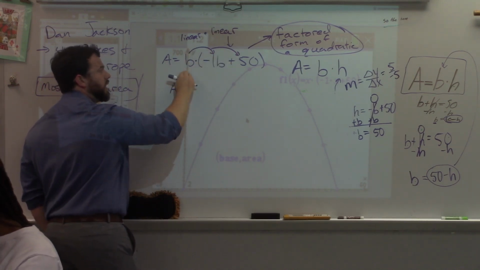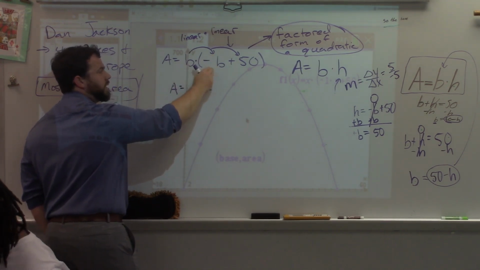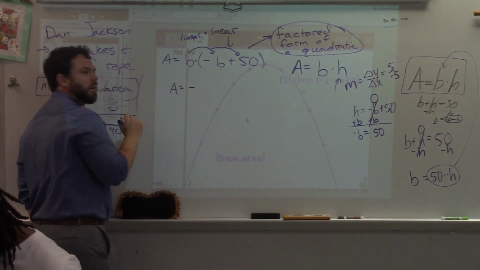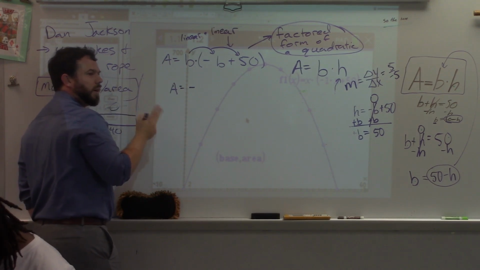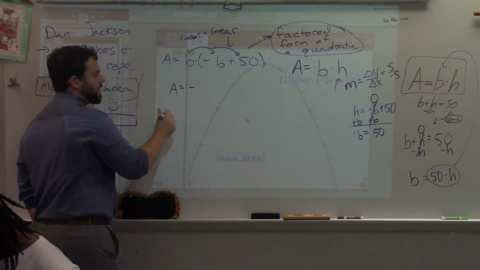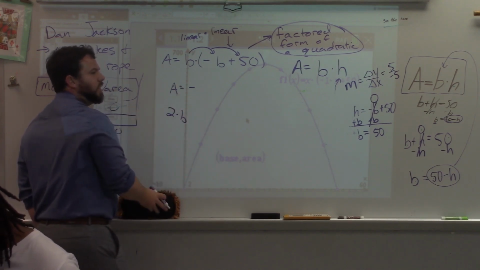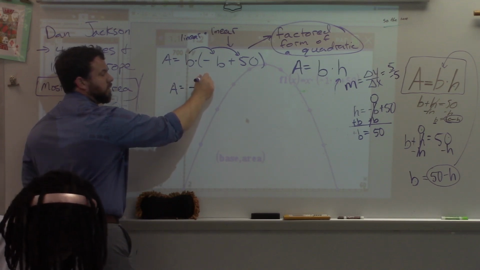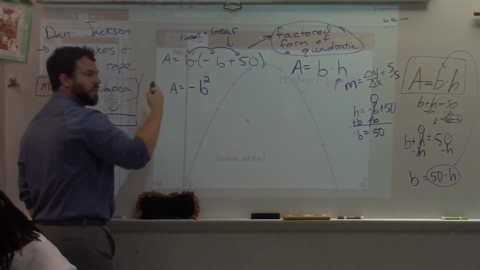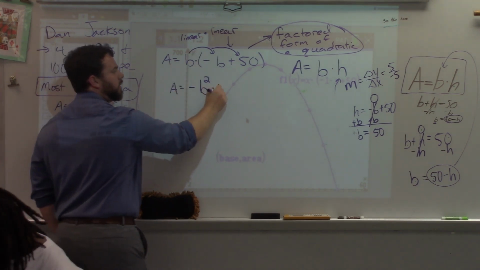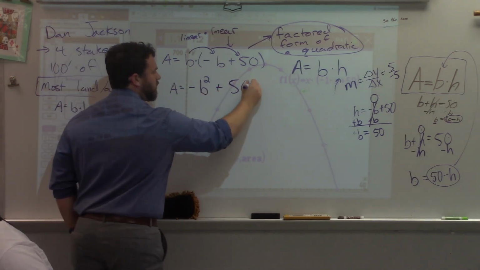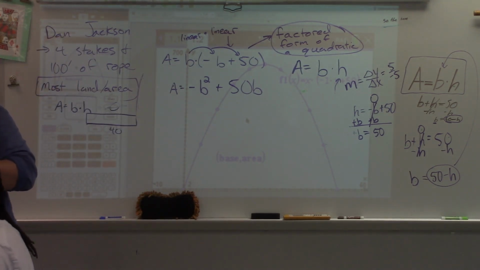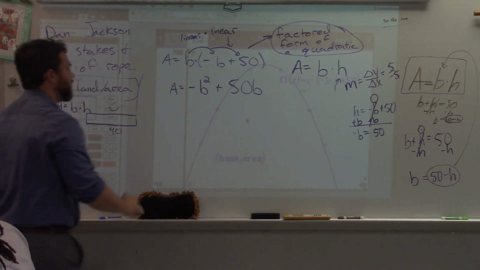Okay, what's b, and I'm just going to write this as a negative b. What's b times a negative b? How many b's do I have? So how do I show that I'm multiplying b twice? I need to show that I'm repeatedly multiplying. What exponent? 2, right? So it's negative b squared. B times 50 is 50b. This is known as the standard form of a quadratic.